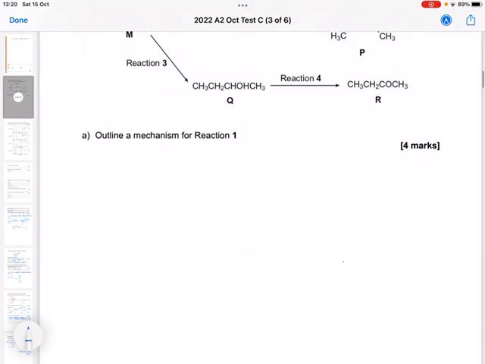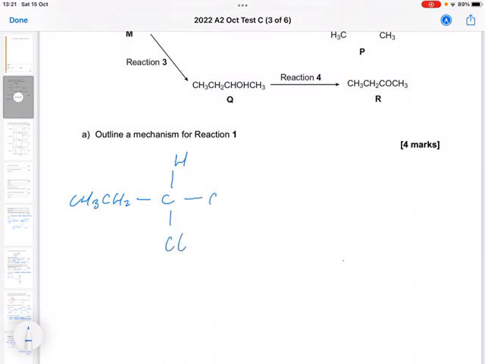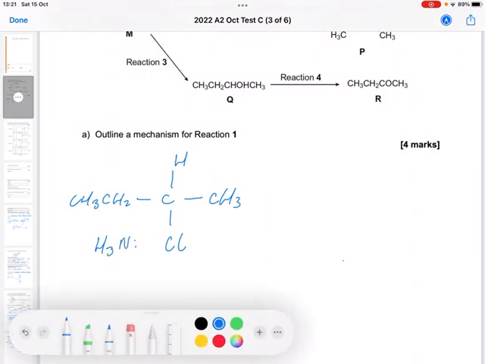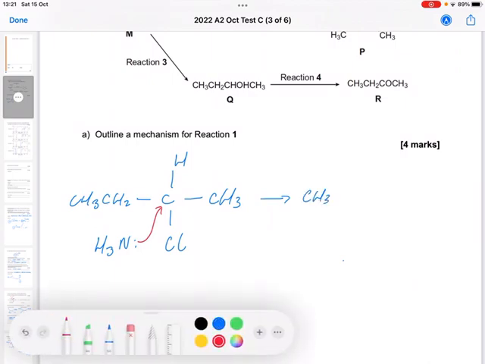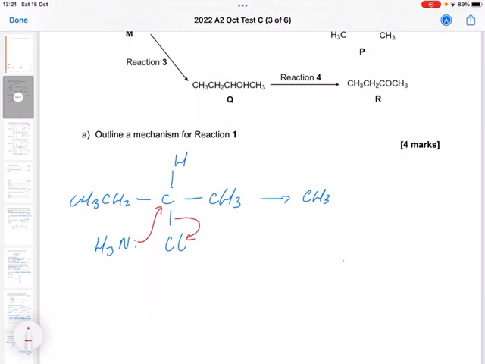So let's start just by drawing this compound out, CH3CH2, displaying the hydrogen and the chlorine. Let's do ammonia here, lone pair. So we're going to have a curly arrow from there to there. That's going to give us our intermediate. I've forgotten the other arrow, second arrow here to here.